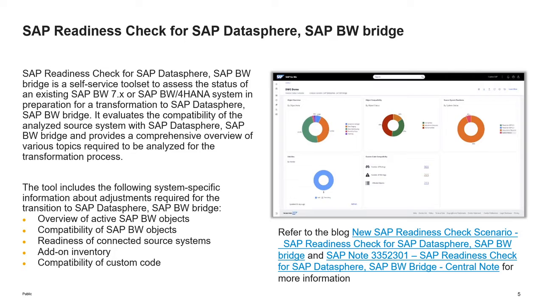When it comes to the SAP Readiness Check for SAP Datasphere, SAP BW Bridge, this is a self-service toolset that helps assess either your current BW 7.x or BW for HANA in terms of compatibility of source systems, looking at how ready this BW system is for the SAP BW Bridge. So it will check things like an overview of active SAP BW objects, the compatibility of SAP BW objects, the readiness of those connected source systems, different add-ons, and also the compatibility of custom code.